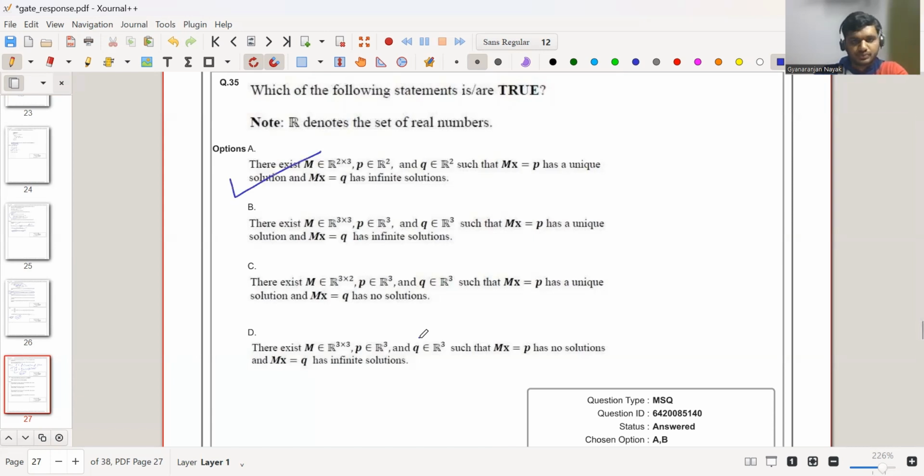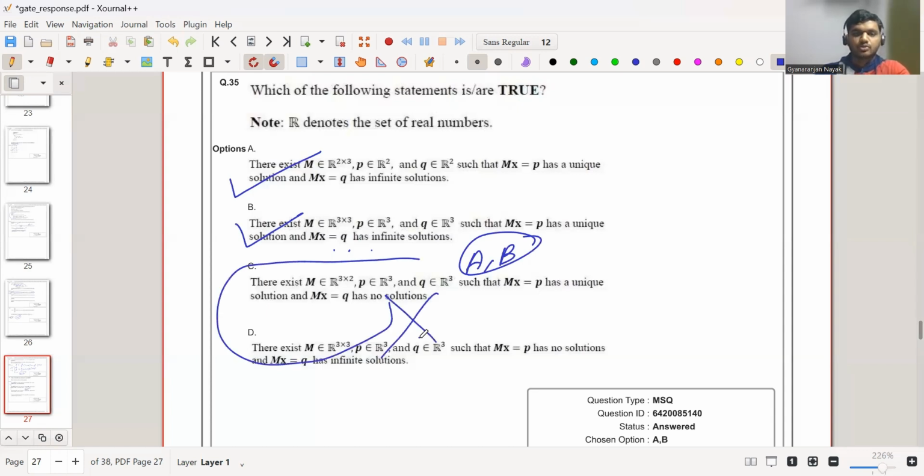It is true. There exists M belonging to R 3 cross 3 matrix, P belonging to R cube and Q belonging to R cube, such that Mx equals P has a unique solution and Mx equals Q has an infinite solution. It is also true. So your answer is A and B. If you notice, C and D are wrong. So we proceed to the next.